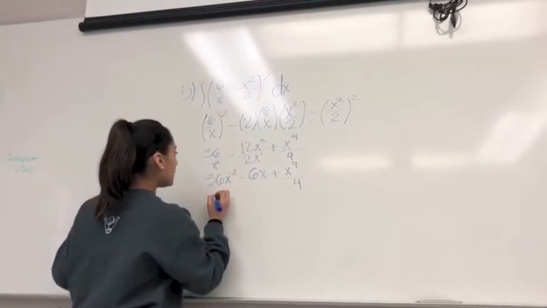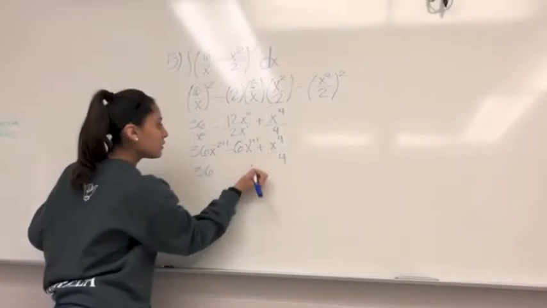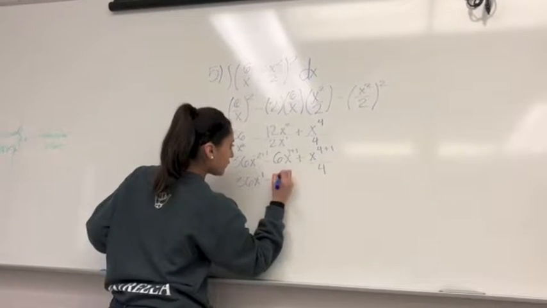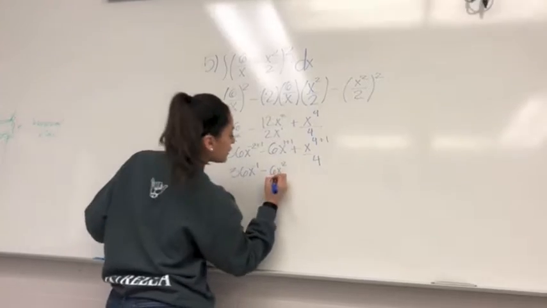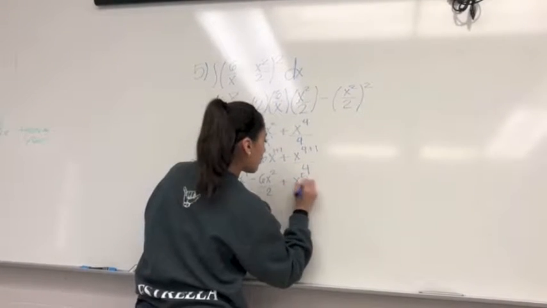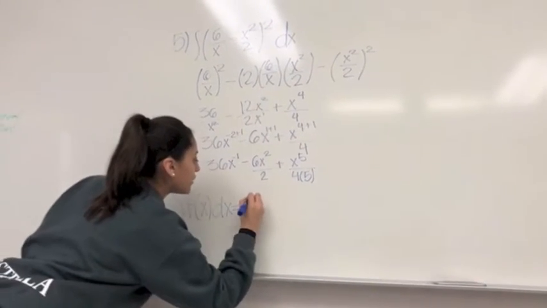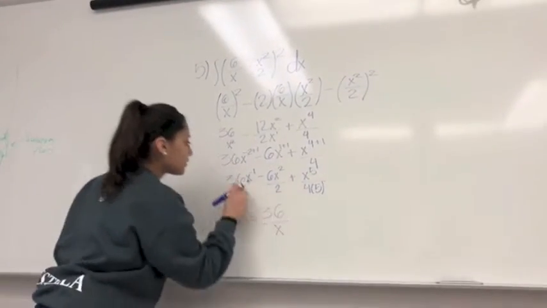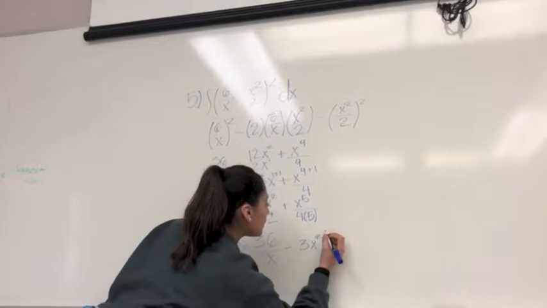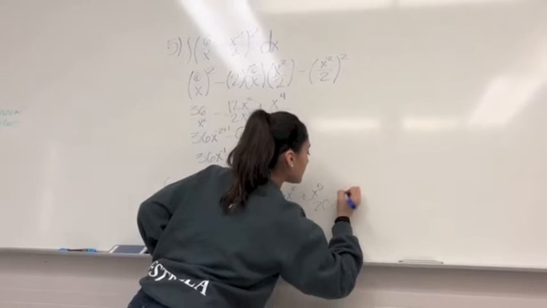And now all the exponents are going to be plus 1: 1 plus 1, 4 plus 1. So 36x to the negative 1 minus 6x squared, and the exponent is going to divide the number, plus x to the 5th over 4 times 5. 36 over x, because this is to a negative power. It's gonna be minus 3x squared plus x to the 5th power over 20 plus c.